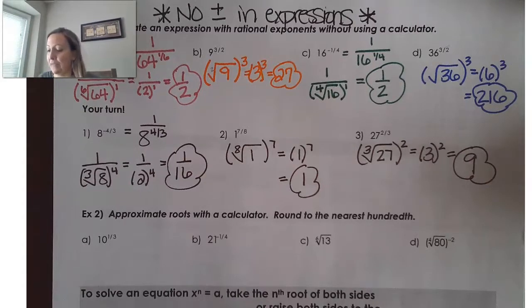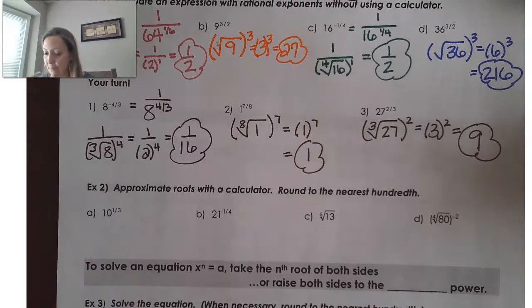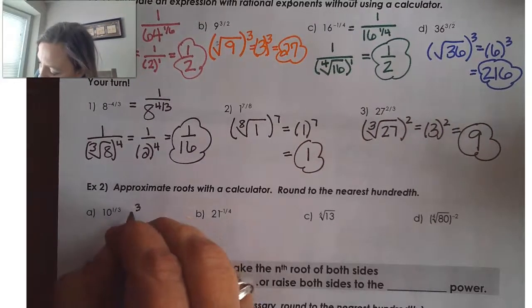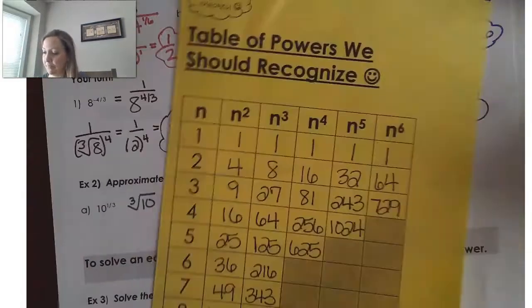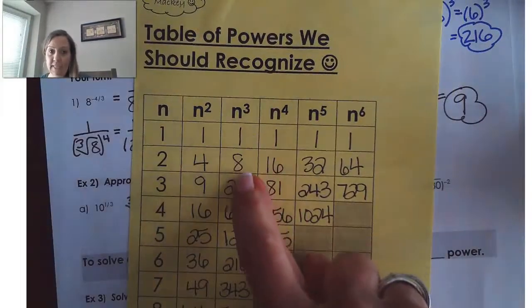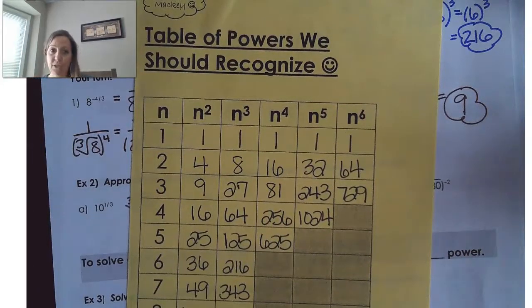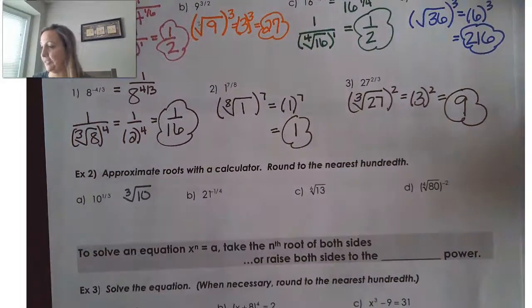Okay, now if we try that in this example 2, what we would be thinking about is doing the cube root of 10. And if I look on my power chart, I see that there aren't any integers that are cube roots of 10. And so notice that's why this is asking us to do that with a calculator.